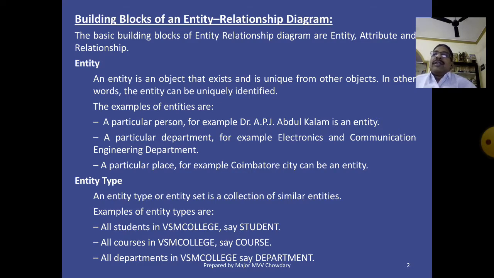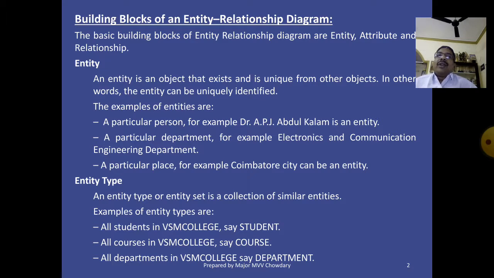Building blocks of an entity relationship diagram. The basic building blocks of an entity relationship diagram are entity, attribute, and relationship. These three are the building blocks of an ER diagram.